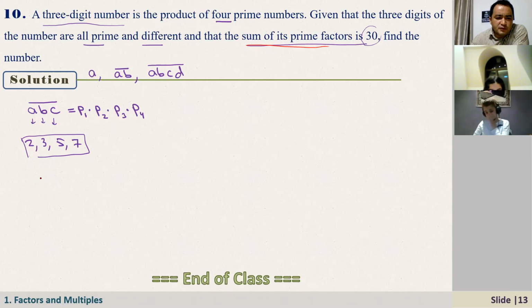But how many possible numbers do we have? We have maybe 532, 235. Okay, we have a lot of choices. I'm stuck.